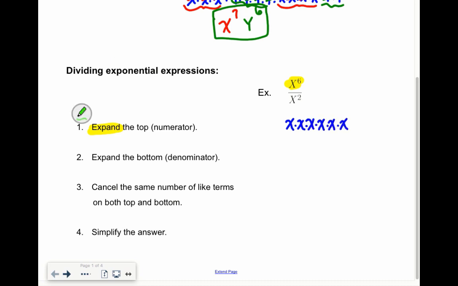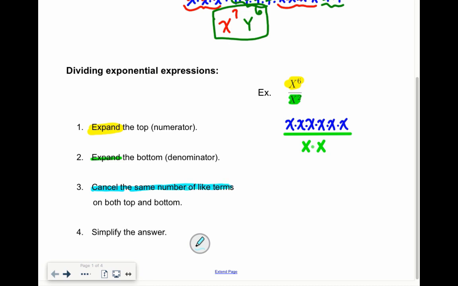The second step says to expand the bottom, which is the denominator. So this is the bottom here. So we're going to expand that. We're going to put a line, and expanding the denominator, x squared, we're going to write as x times x. The third step says to cancel the same number of like terms on both top and bottom.